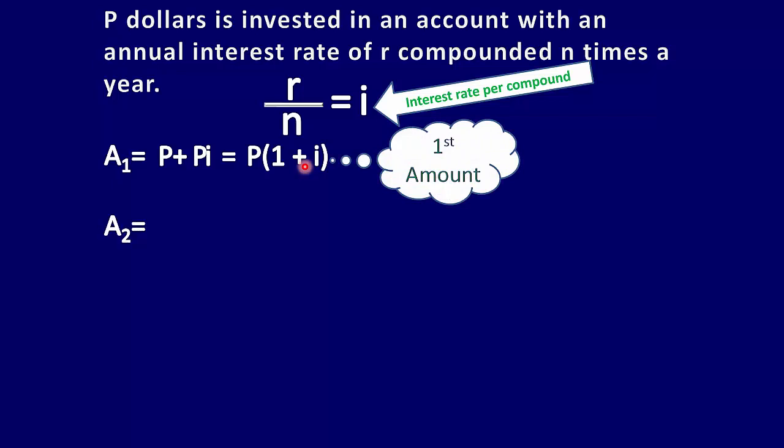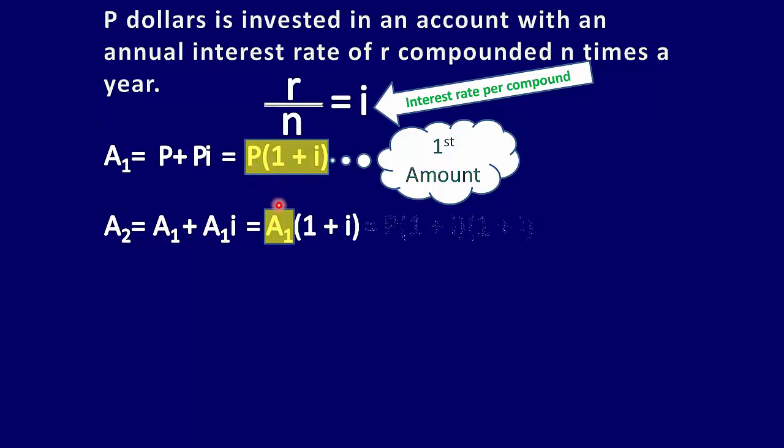Now, let's look at our second compounding. We take the amount from here, A1, plus the interest times A1. Just like up here it was P plus PI. Well, now we don't have P in there. We have A1 in there. Notice I can factor out the A1. And now notice what A1 is. A1 is this P times 1 plus I. So I just put that right in here. And now we have P times 1 plus I squared. Now remember, I is the amount of interest per compound, the percent of interest per compounding.